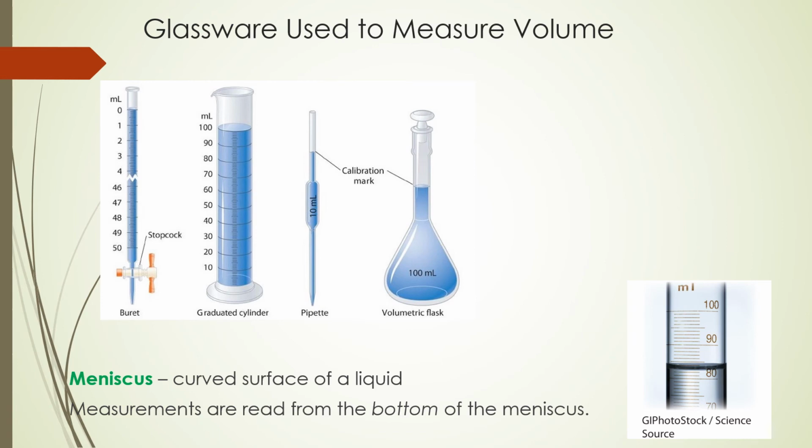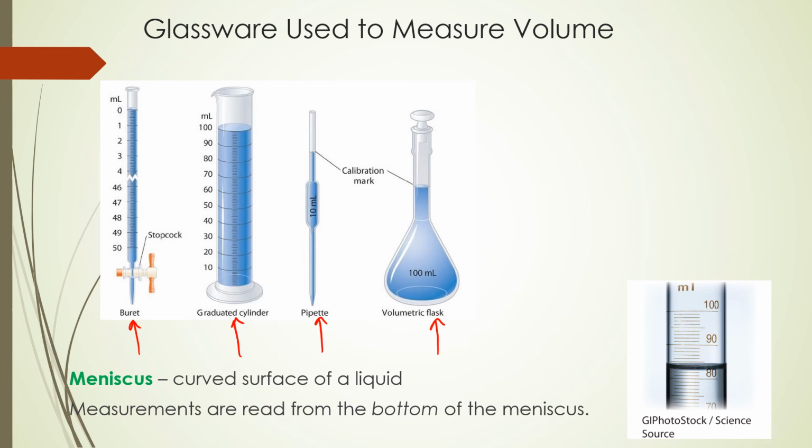In chemistry lab, we use different glassware to measure volume. Some of these are more accurate than the others. The accuracy of these will be discussed in the next section, but anyway, the most common glassware used to measure volume is burette, graduated cylinder, pipette, and volumetric flask.